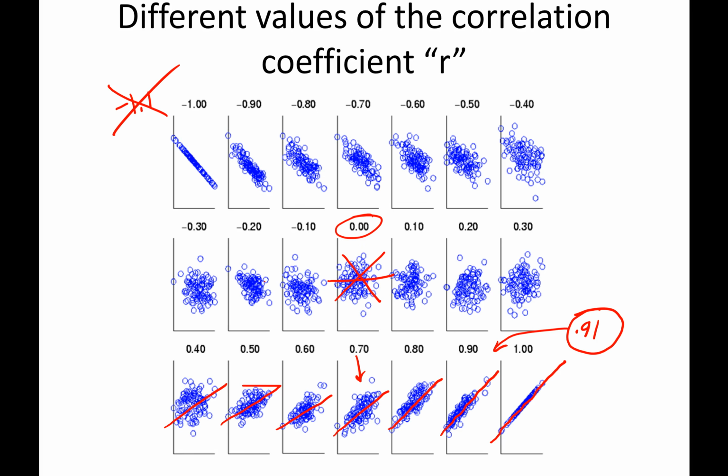As we get more and more negative, we can see that there is a definite downward slope, negative slope, until you get a really high negative correlation coefficient. -1 means everything is on an exactly straight line that is falling.